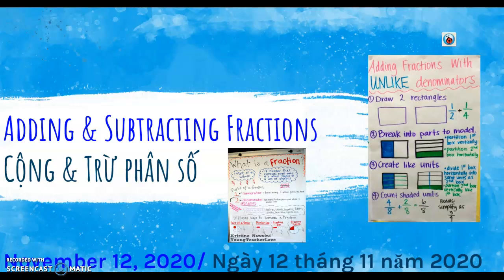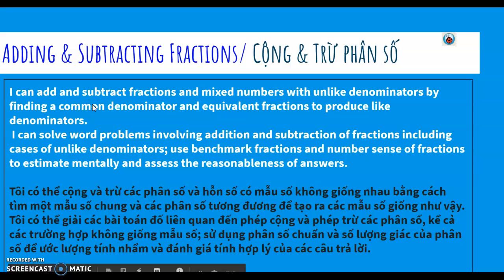Hey, we're back with adding and subtracting fractions. Well, our objective is still the same. We're going to add and subtract fractions and mixed numbers with unlike denominators by finding a common denominator and equivalent fractions to produce like denominators.